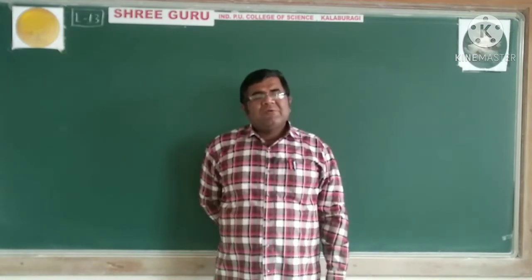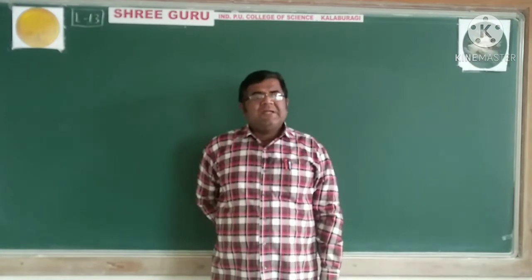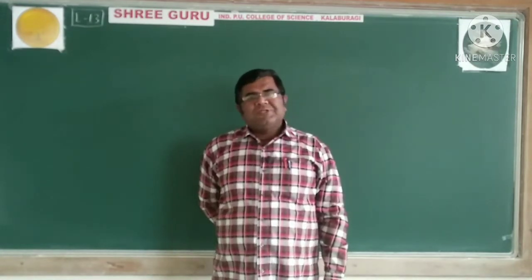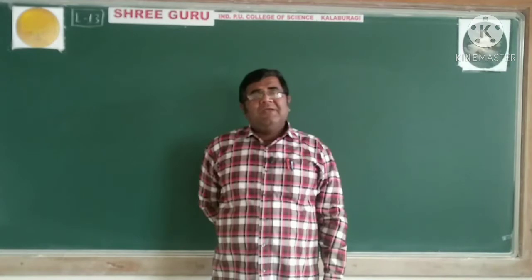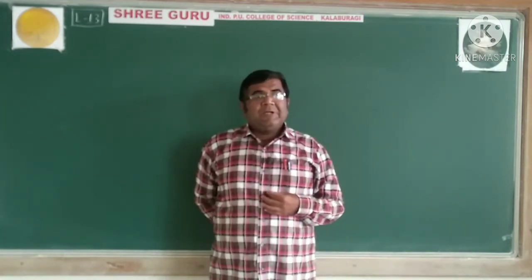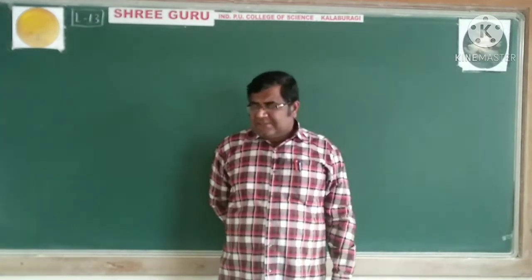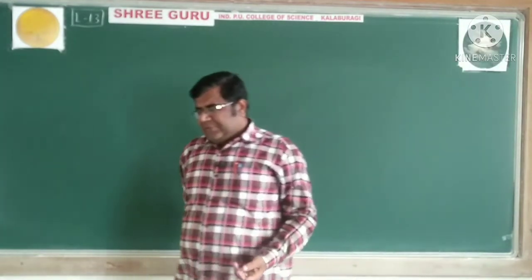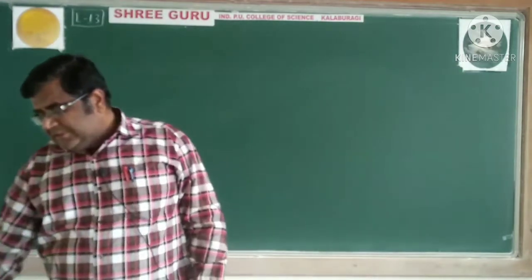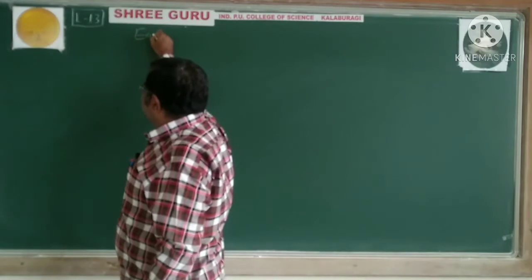In last class we solved numericals regarding the pH, pOH, Ka, alpha, C, and we learned how to calculate hydronium concentration from pH. That practice we also did in last class. Now we'll go ahead and learn the next theory concept. It is the equilibrium constant.